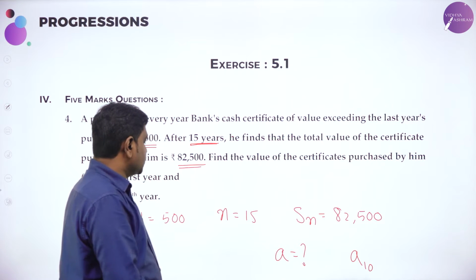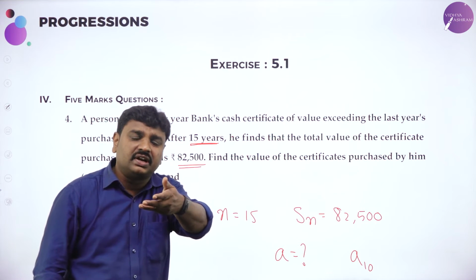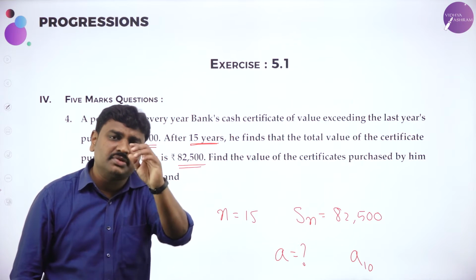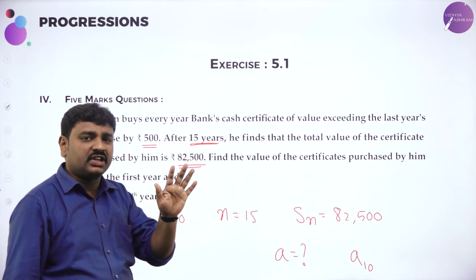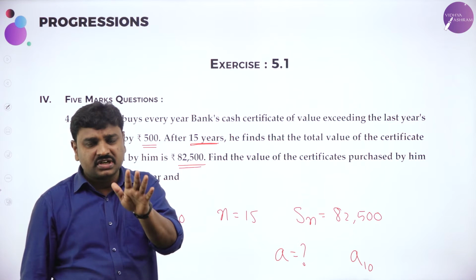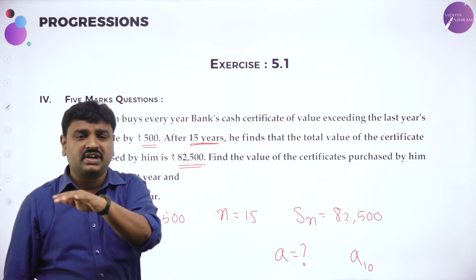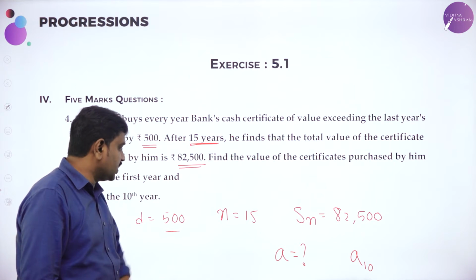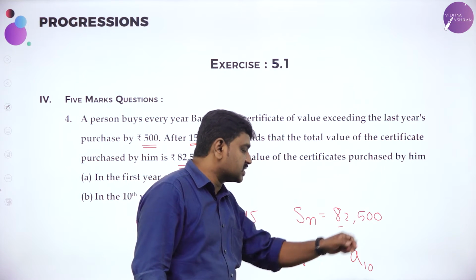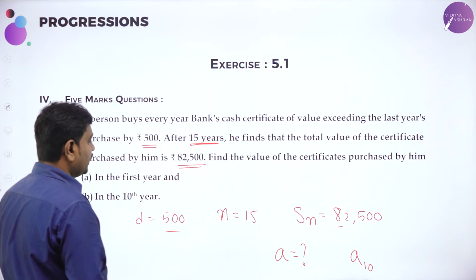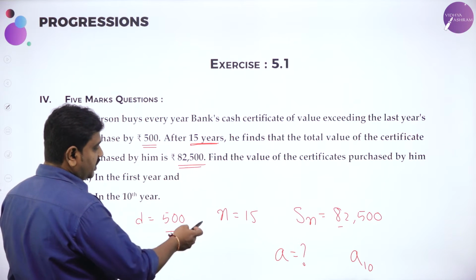Interesting. See, every year it increases by 500. 500, next year 500, next year 500, the same difference, common difference. So they are in AP. Suppose if it takes 100 rupees, next year it will become 600, next year it will become 600 plus 500, like that. So common difference is 500. Number of years, 15 years. After 15 years, the total sum is this. So use the Sn formula and solve for a.